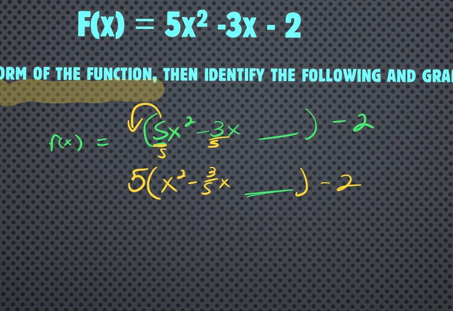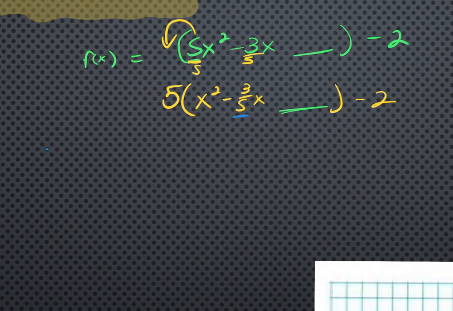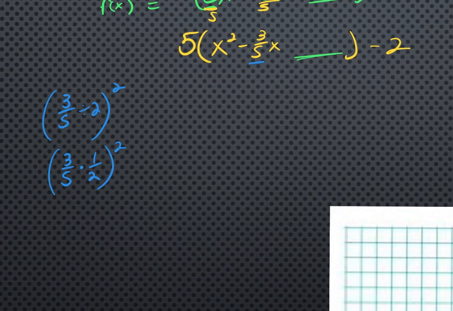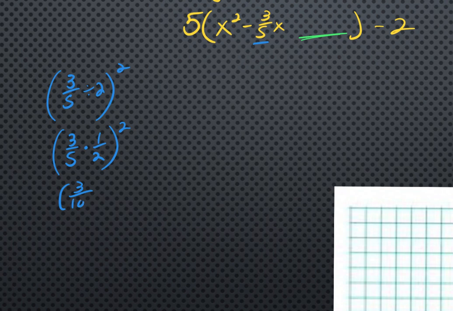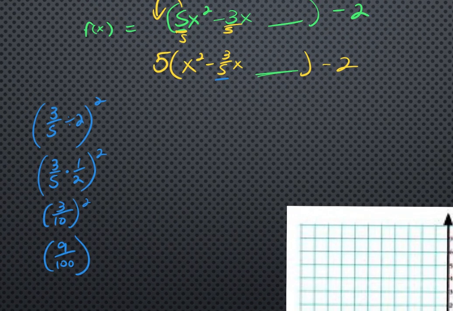To do that, I take my second term, which is 3/5. I divide it by 2 and square it. When we divide a fraction by a number, it's the same thing as saying keep, change, flip. So it's the same thing as saying multiply by a half, and that becomes 3/10. And 3/10 squared is 9/100. So I'm going to add that inside the parentheses.